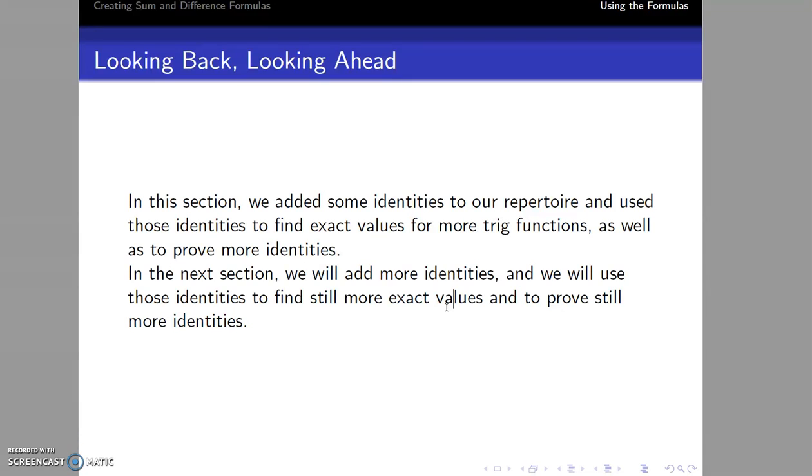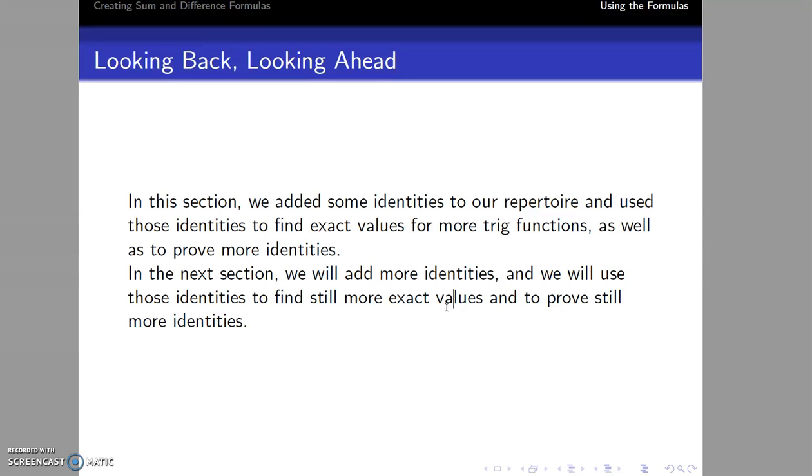So let me write this up for us. Right, we have now added more identities. This is going to be exciting, right? We've added more identities, and we've used those to find exact values. In the next section, we're going to add more identities and find more exact values. Also in this section, we proved more identities. In the next section, we're going to prove more identities. What's coming down the pipe is a lot of new identities and a lot of new formulas. Right? You are going to have a whale of a time deciding which ones to use. Never in memorizing them, never in remembering what they look like, but in deciding which ones to use.